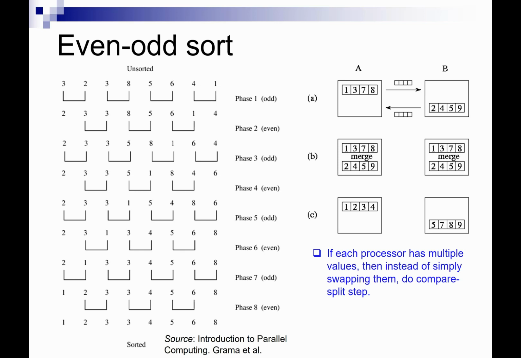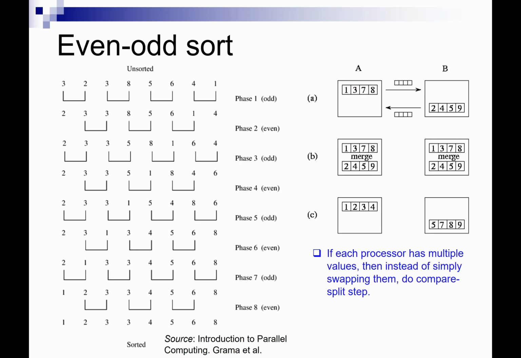So this was for the simple version of the algorithm where each process only has one value. Now you could have a more general version where each process has multiple values. Suppose, for example, process A has 4 values and B also has 4 values.